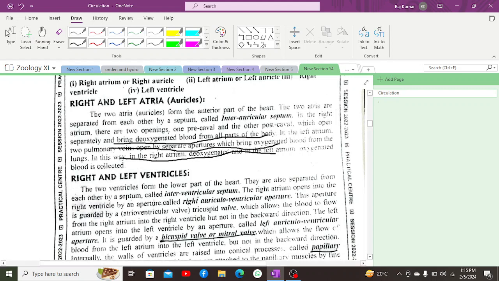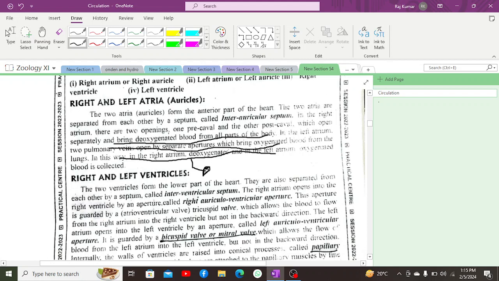And when it is being transferred into the body, it is known as the systemic circuit, which we are going to discuss. And here, the right atrium is deoxygenated, the left atrium oxygenated. Several walls are present over here as well, such as the Haversian wall, Thebesian wall, and falciform fold.